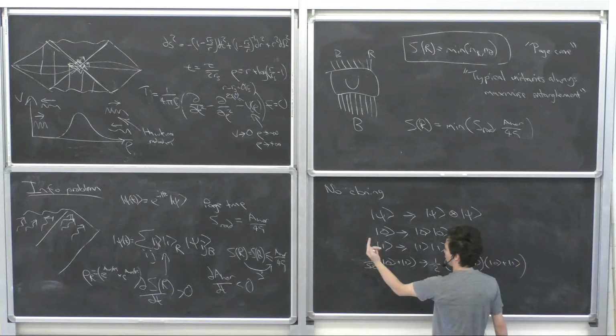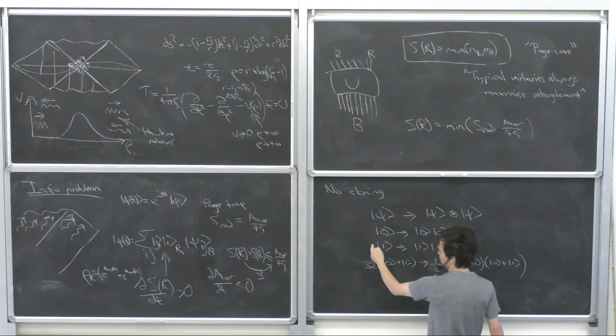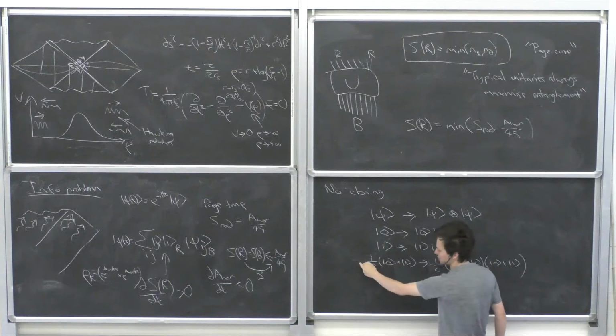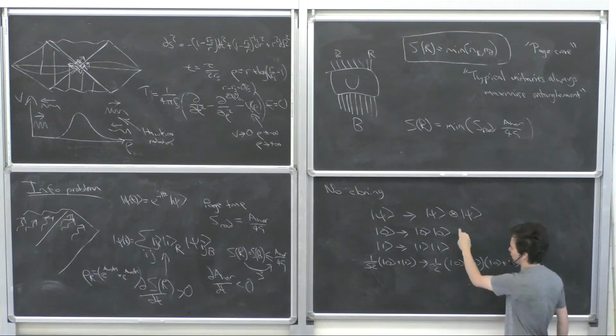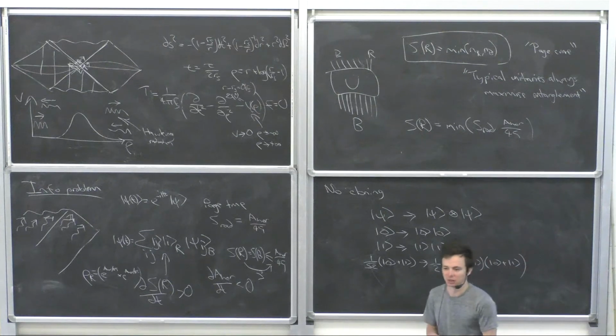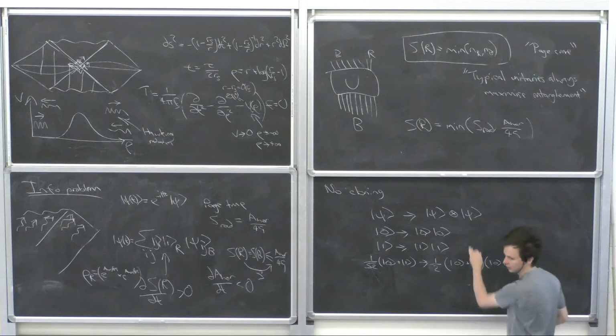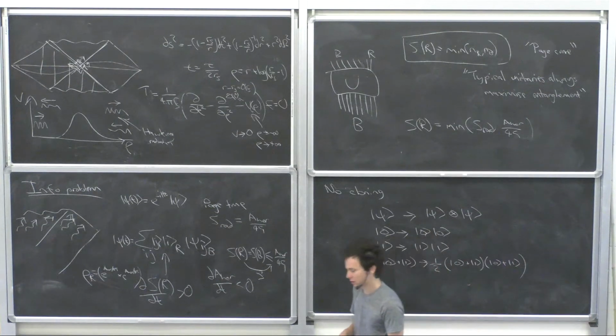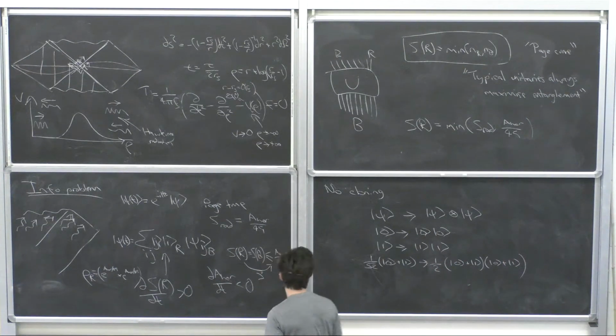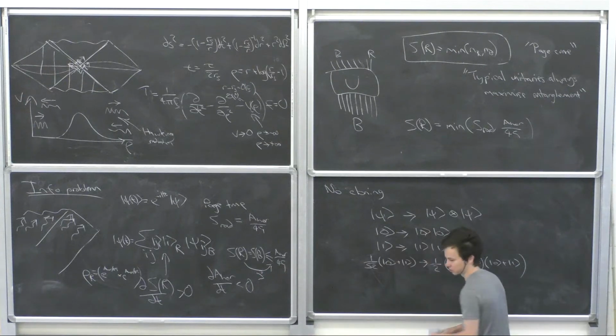But 1 over square root 2 times this, plus 1 over square root 2 times this, minus this is equal to 0. On the other hand, you do the same thing with the right-hand side, and you get something not equal to 0, because there are terms of the form ket 0, ket 1 here, and there aren't any such terms over here. Okay? So, by linearity, this map is impossible.